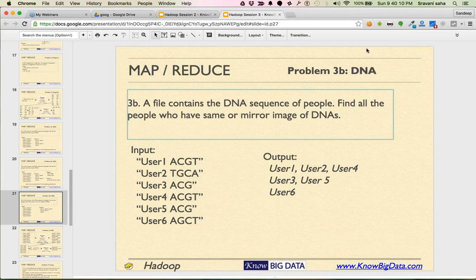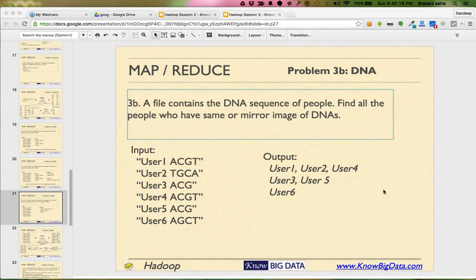Now, here is one level up. There is a file containing DNA sequences of people. Now this biologist came along and said, you know what? All the people whose DNAs are identical or are mirror images belong to the same family. Let's bring these people together. They belong to the same family if the mirror image of the DNA is the same as the DNA.